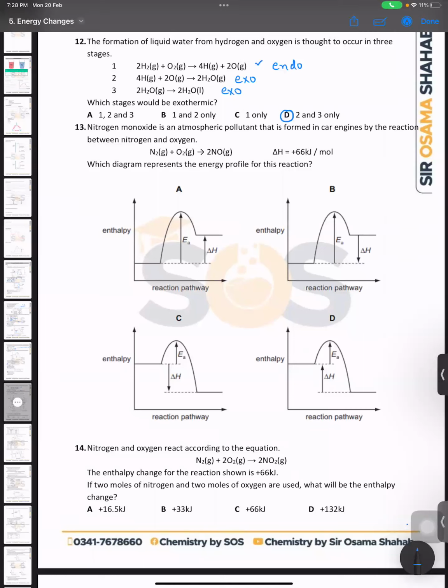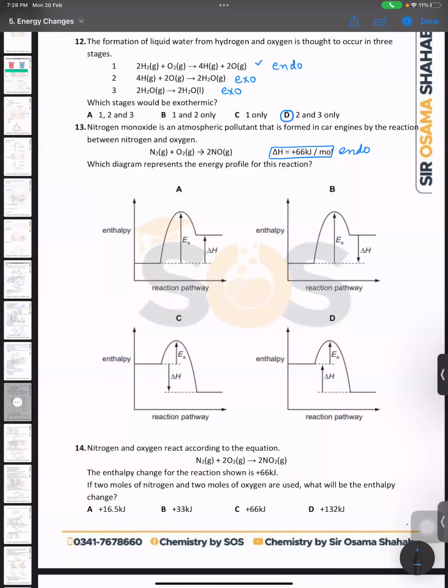So question number 13 का Hafsa Kashif. A. A होना चाहिए इसका आंसर. Let's see. Nitrogen monoxide is an atmospheric pollutant that is formed in a car engine by the reaction between nitrogen and oxygen. The reaction is given, and you can see this is an endothermic reaction by the enthalpy change. And which diagram represents the energy profile diagram?